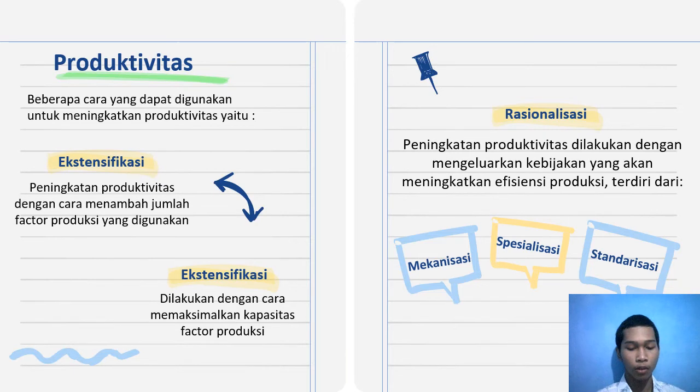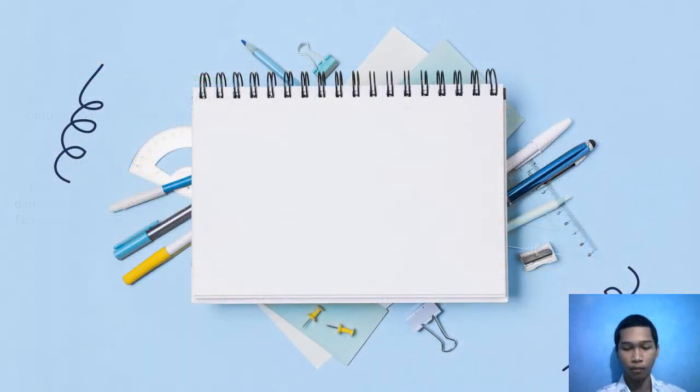Productivity. There are several ways to increase productivity, namely extensification. Increased productivity by increasing the number of production factors used, done by maximizing the capacity of production factors. Rationalization. Increased productivity is carried out by issuing policies that will increase production efficiency, consisting of mechanization, specialization, and standardization.